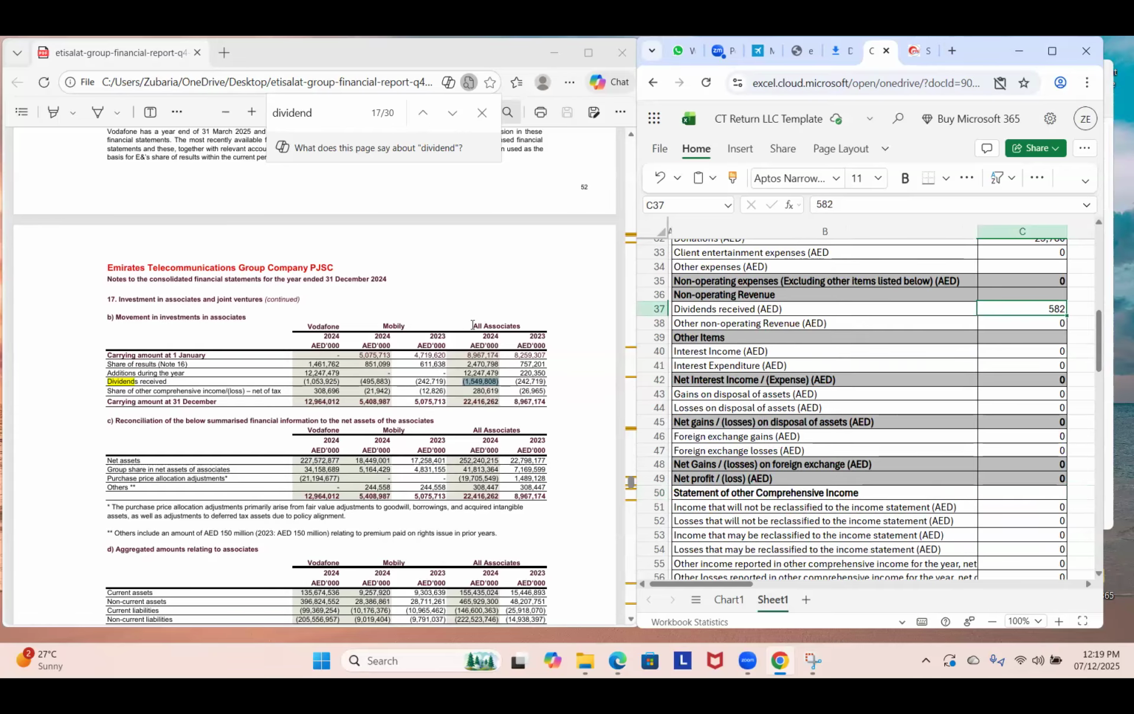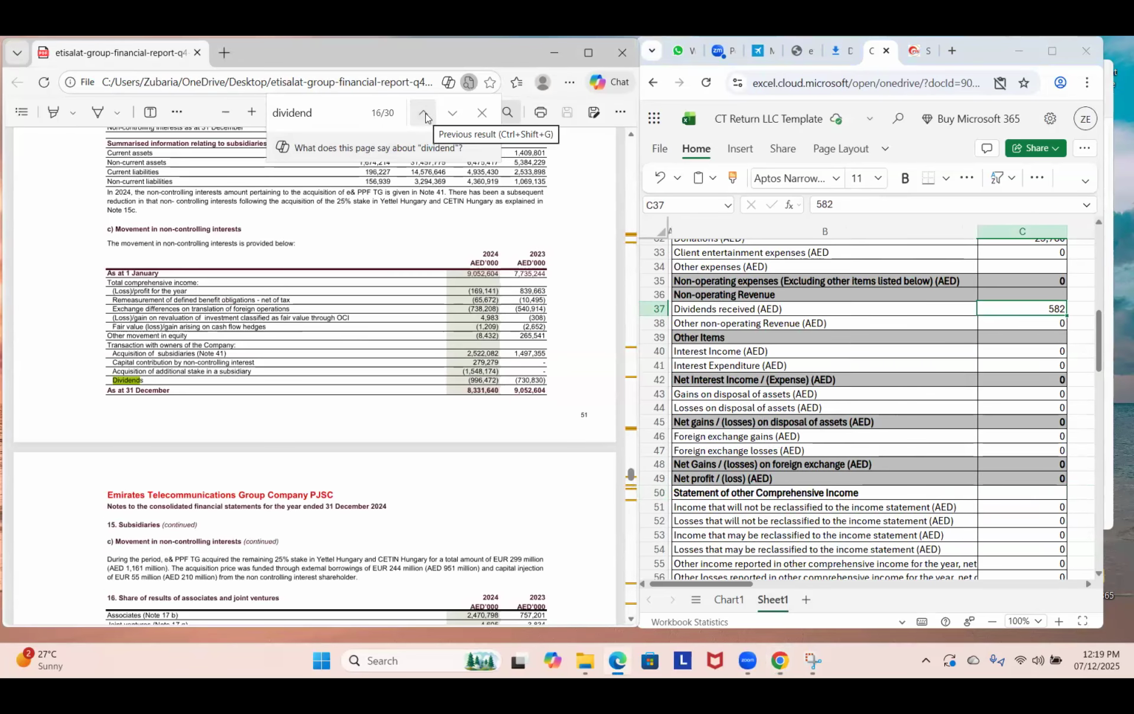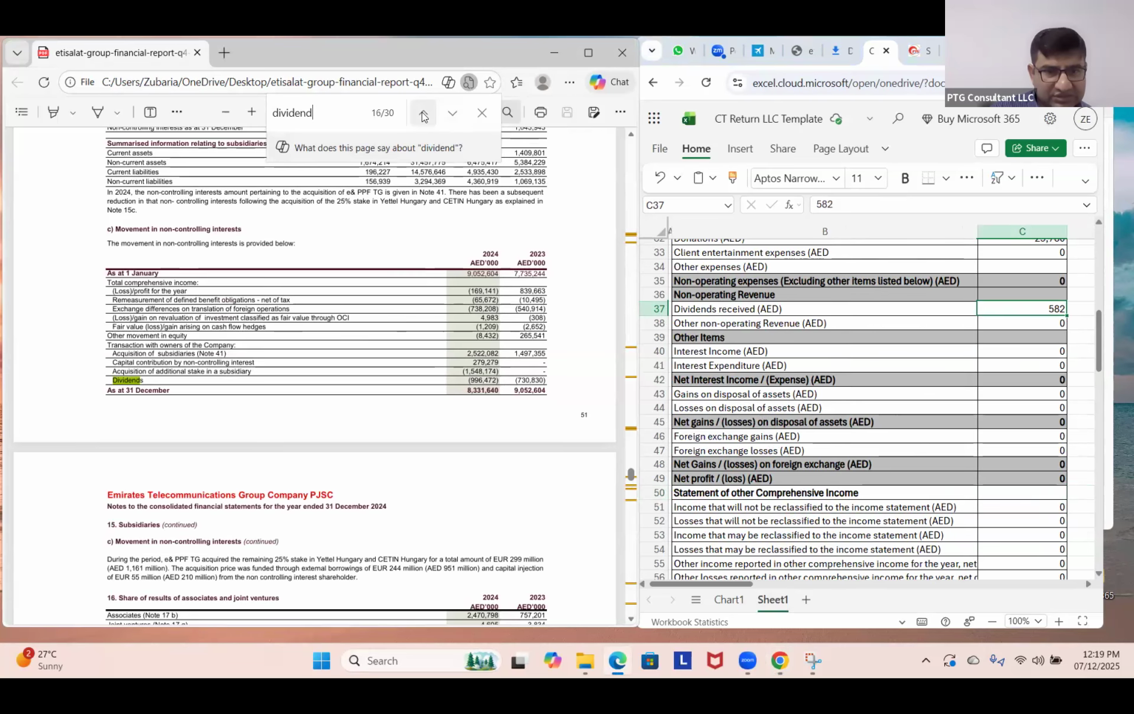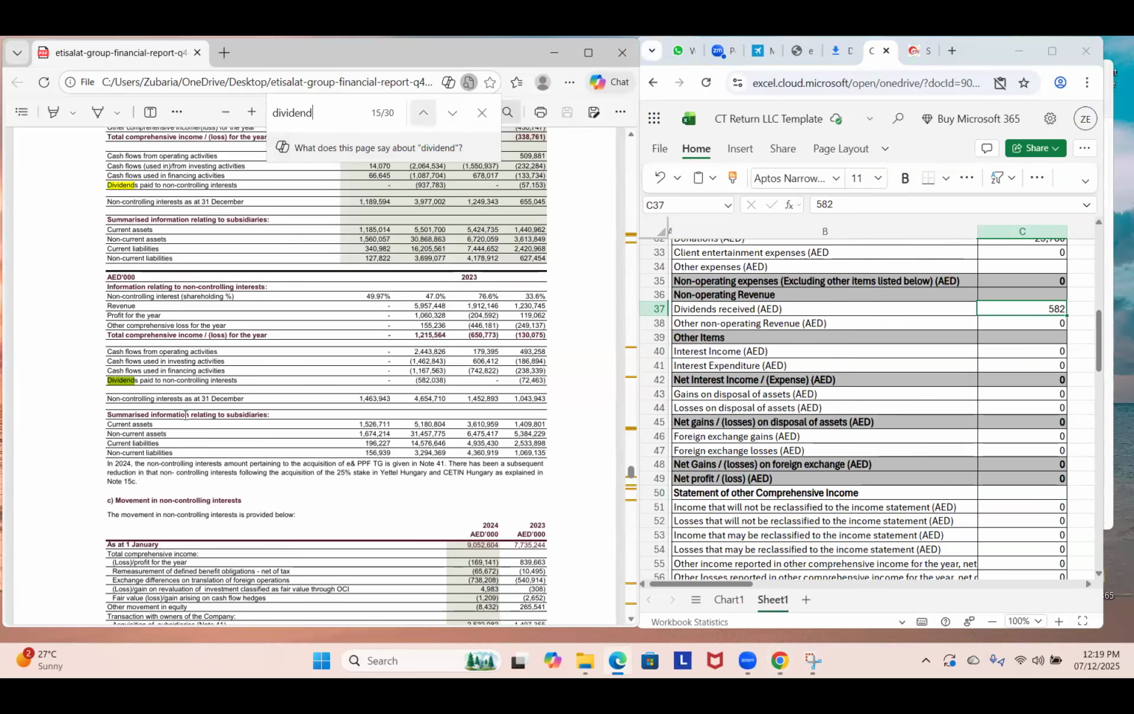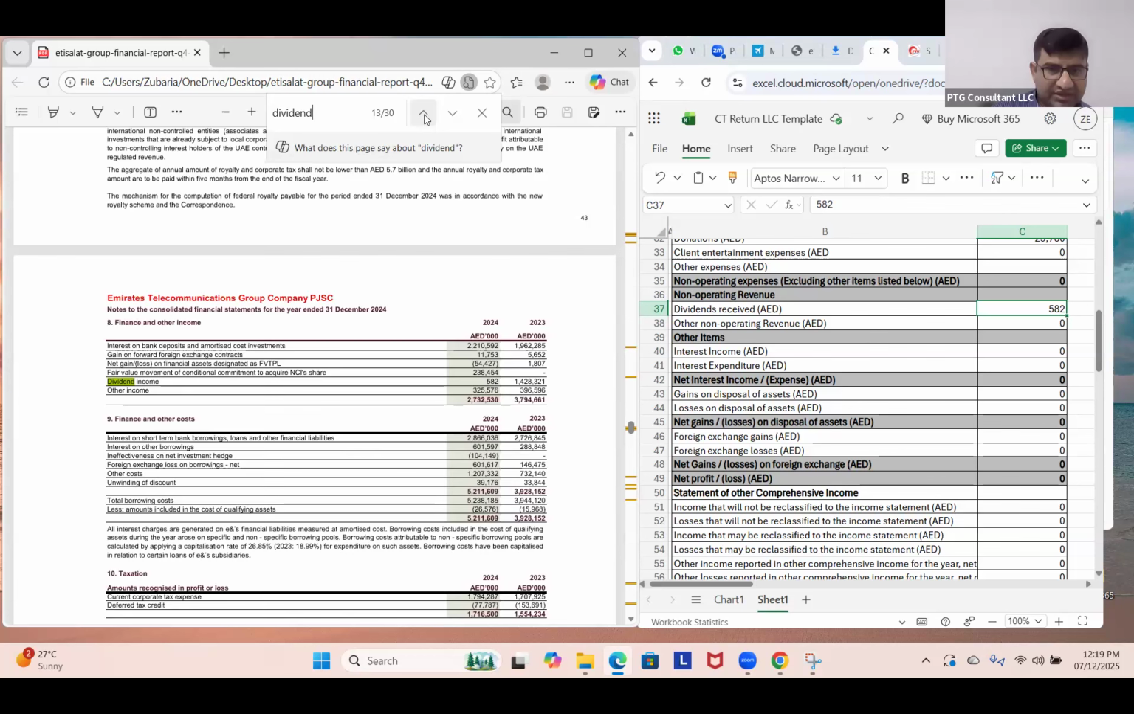Could you please go back and search out how much that 582 is? Not this dividend, not this. Yeah, 582. This is dividend paid to non-controlling interest. This is paid, so it's not relevant. That one is not relevant either; that is not paid. These are paid. I think only this.